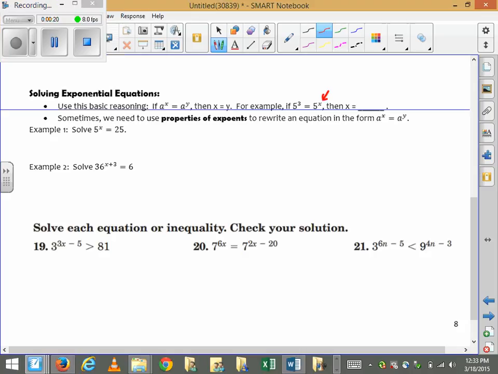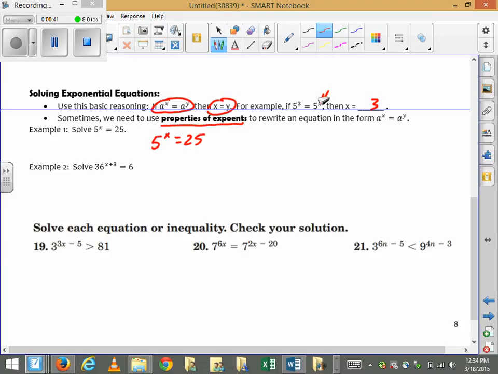So right here you see 5 to the third equals 5 to the x. Well, what happens? If we can set these things up where the bases are equal, we can just set the exponents equal. So in other words, to solve this one, 5 to the third equals 5 to the x just equals 3. But sometimes we have to use our properties of exponents. So for example, 5 to the x equals 25.